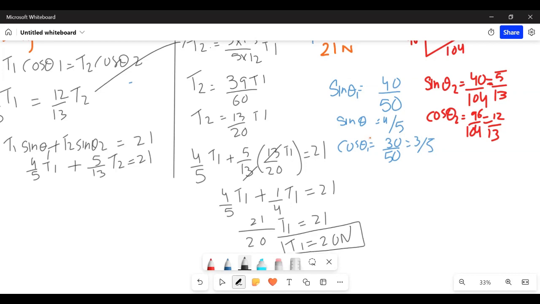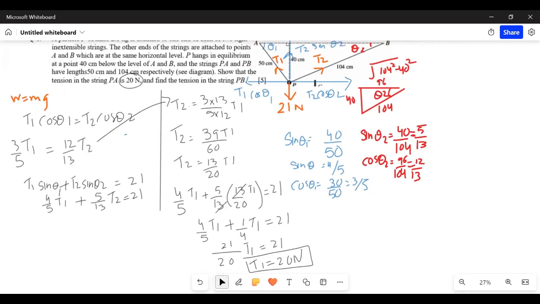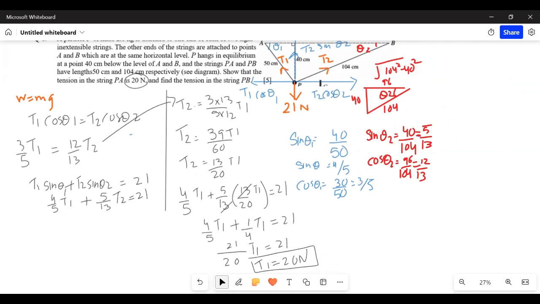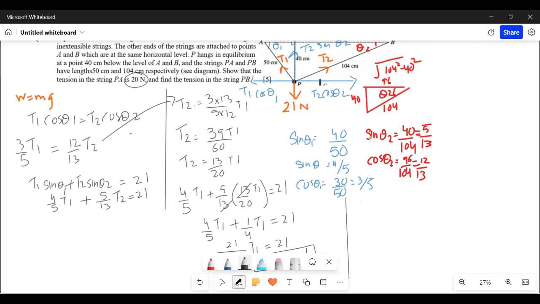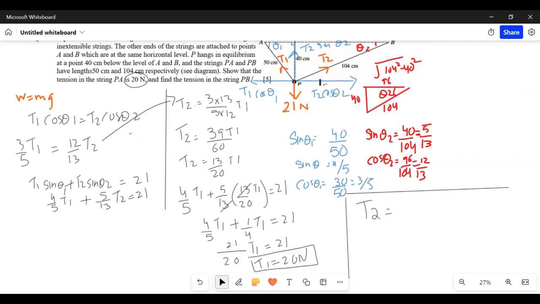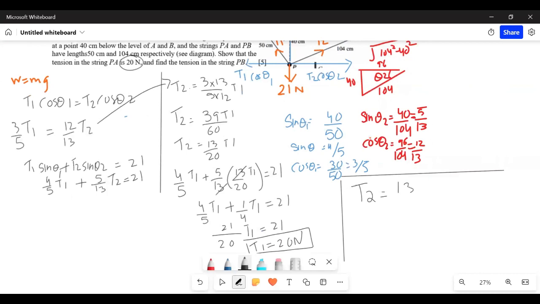So we've shown that the tension in the string PA, which we labeled as T1, is coming out to be 20 newtons. Now find the tension in the other string. We already have the formula for that. T2 equals 13 by 20 T1. So T2 is going to be 13 by 20 times 20. So T2 equals 13 newtons.